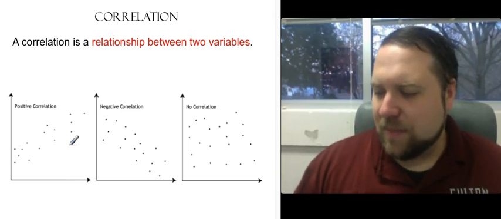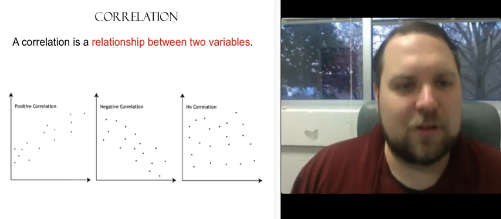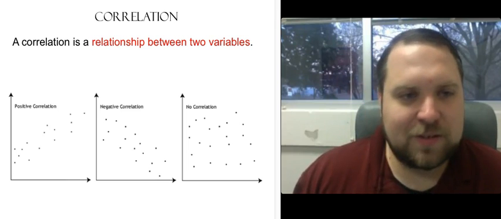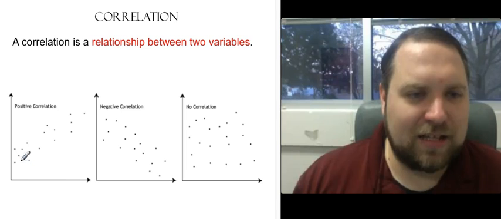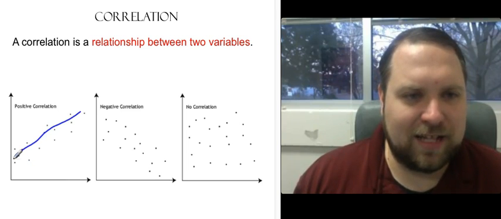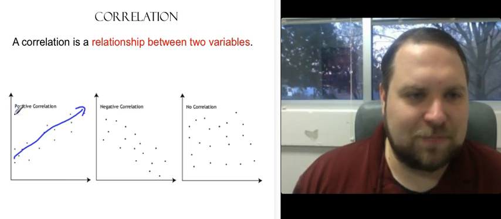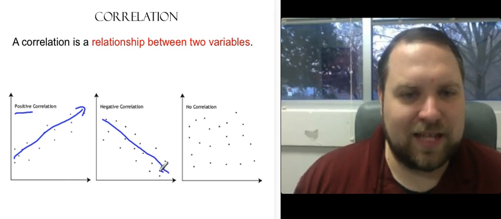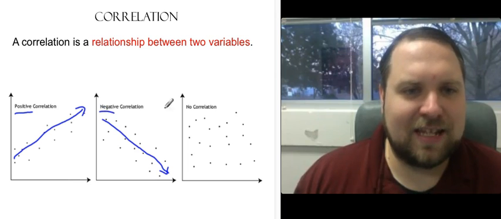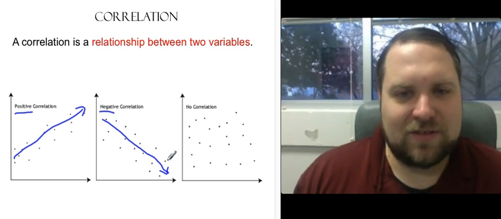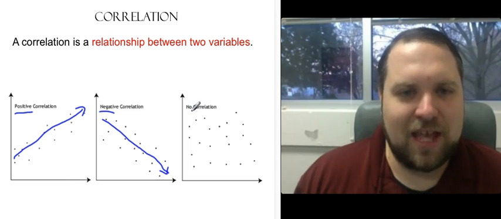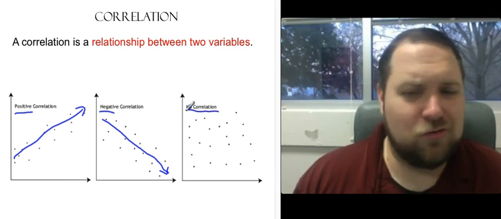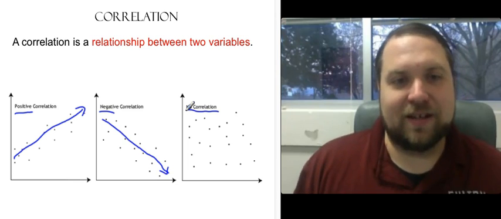So to sum up this correlation, and remember, a correlation is just a relationship between two variables, whatever those variables may be. If the scatter plot is generally upward like this, we say that's positive correlation. If it's generally downward in that direction, we say it's negative correlation. And if it just looks like a shotgun blast and things are everywhere, we say there's no correlation whatsoever. There's no relationship between those variables. They are disconnected.